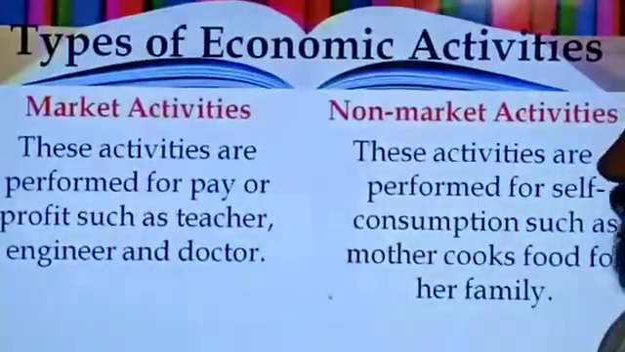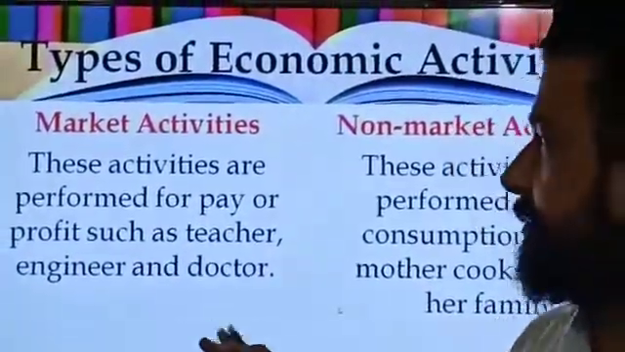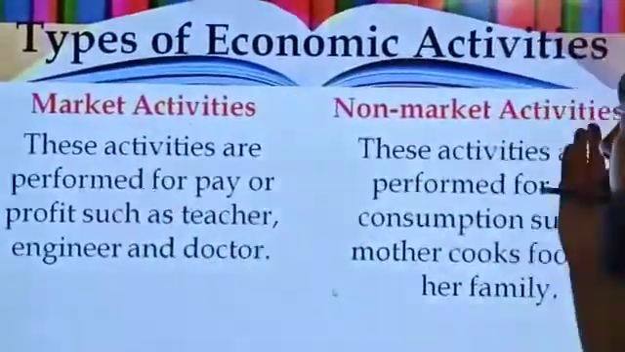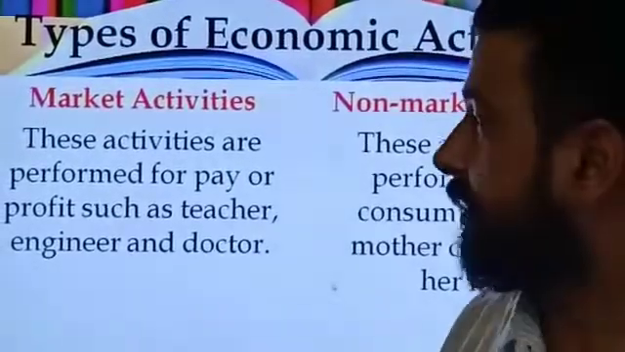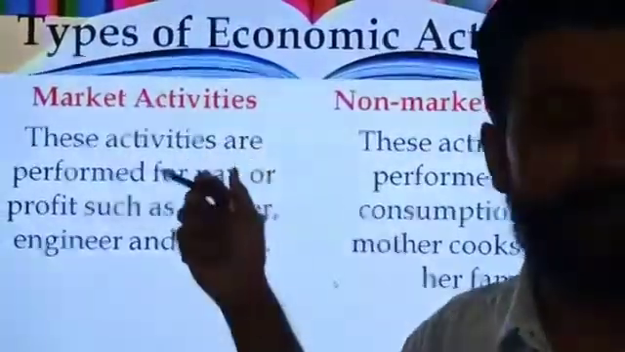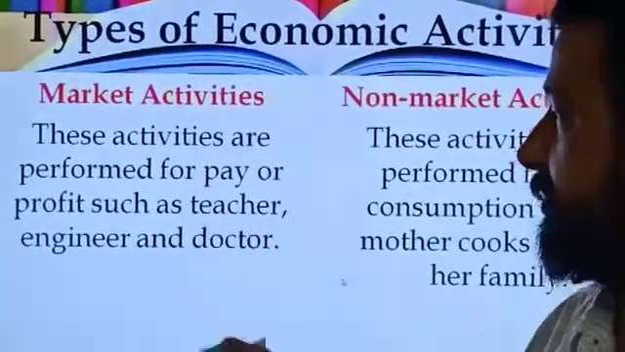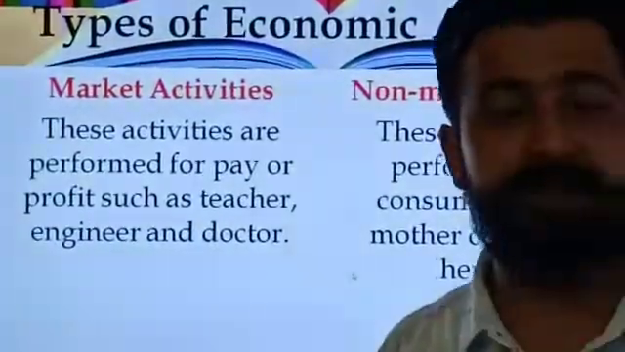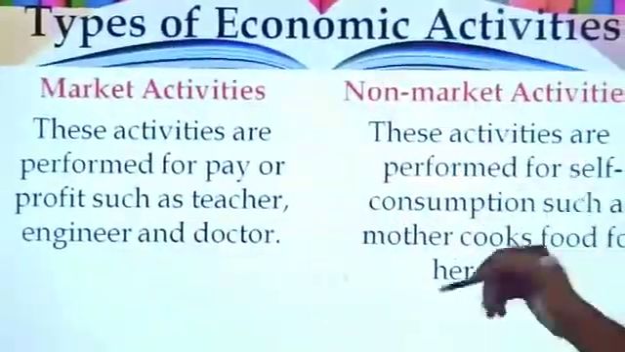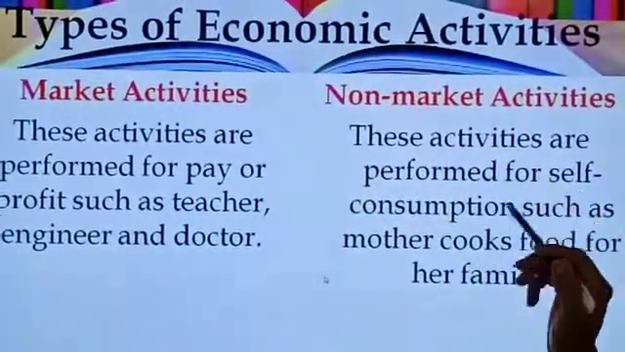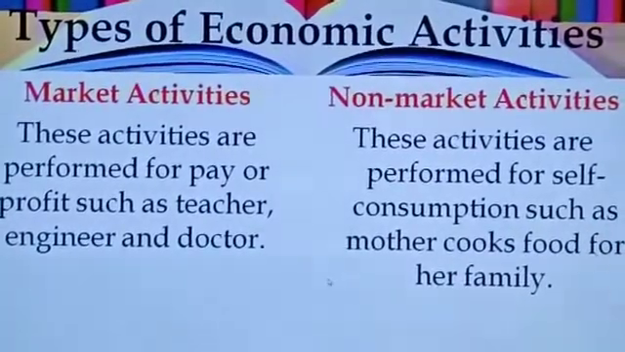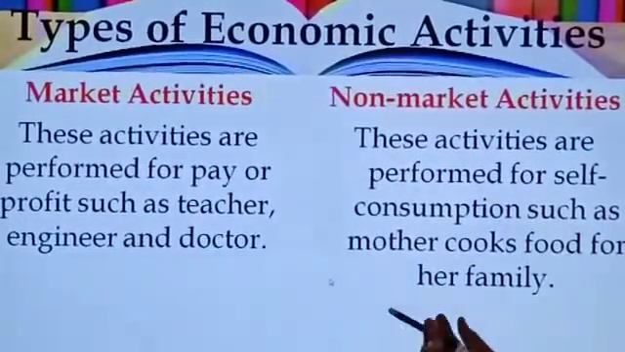Right? So now types of economic activities. We can bifurcate them into two: market activities, which are profitable, and non-market activities, which are not for profit. What are market activities? Market activities are those activities which are performed for pay or profit, such as teacher, engineer and doctor. Non-market activities are performed for self-consumption, such as your mother cooking food for her family. So you can better understand.